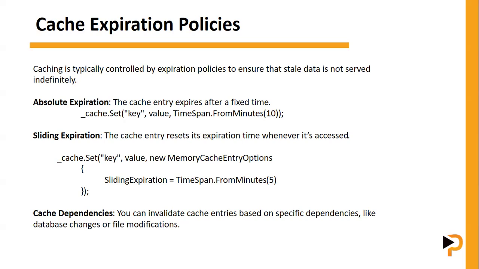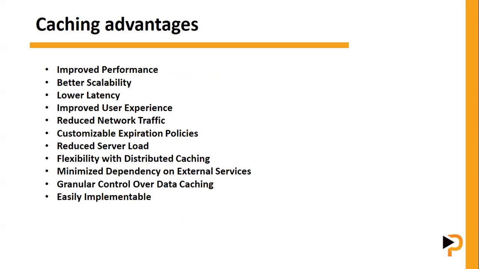So proper caching techniques, expirations, and validation strategies are critical to ensure that the cache data remains relevant and up to date. So cache expiration policies, as well as its types, you can decide as per the requirements. Now, what are the advantages? It improves the performance, better scalability, lower the latency.